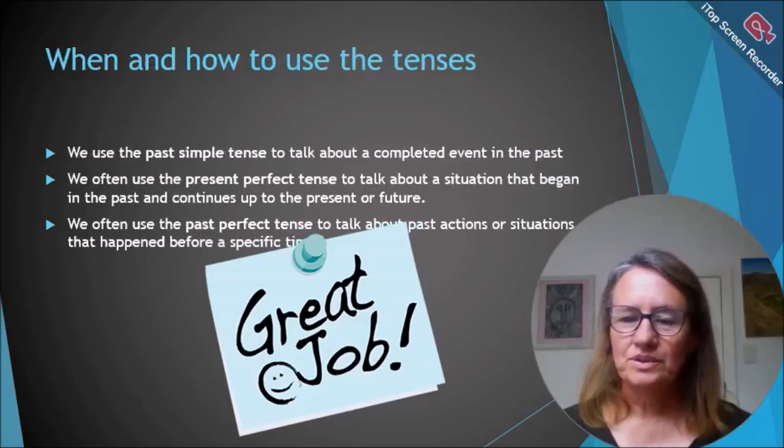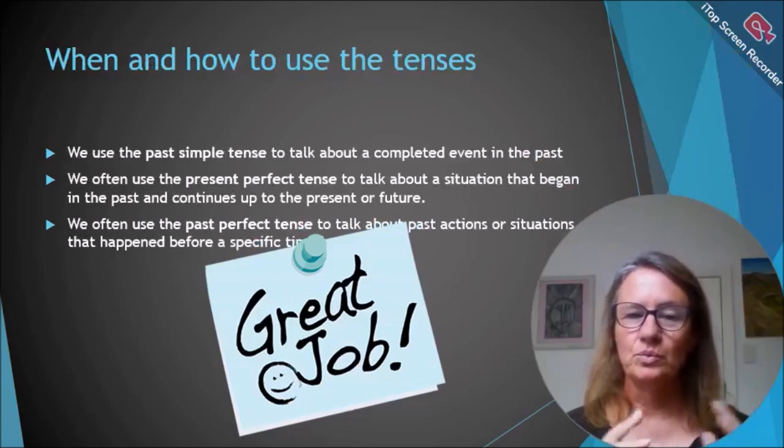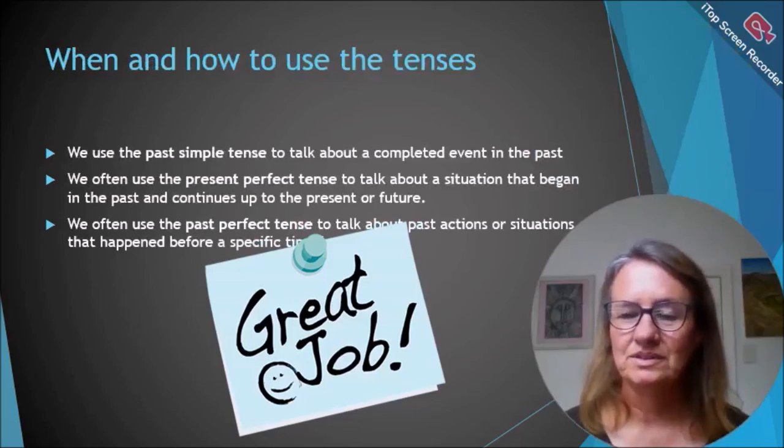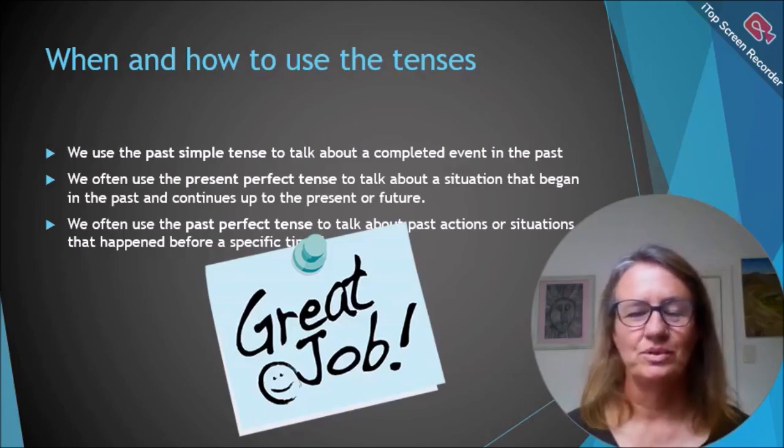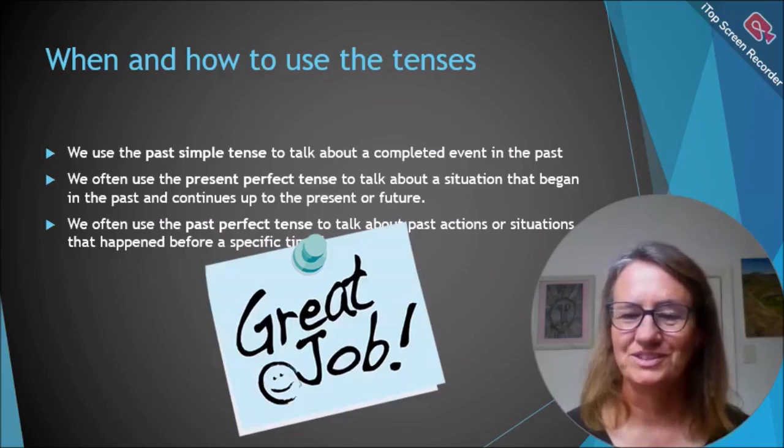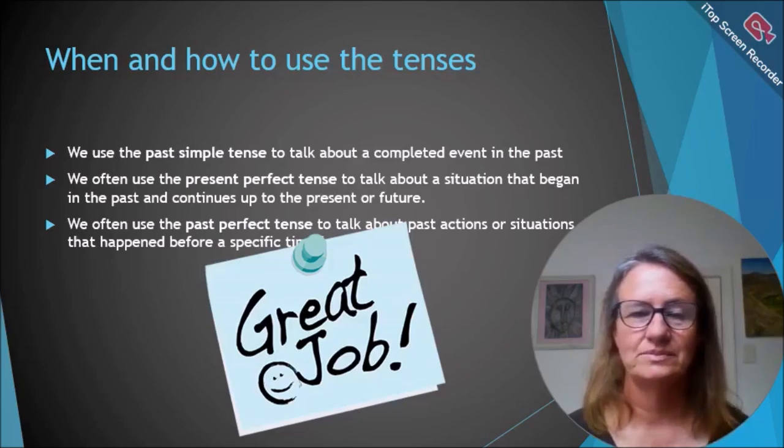This is an important section because the when and how to use it is what makes tenses difficult. So as a native English speaker, we learn over time that there are tricks. We also learned the rules, but we learned the tricks. So I'm going to explain the tricks to you. So just to recap, first of all, we use the past simple tense to talk about something that's a completed event in the past. That's important. Past simple with completed events.